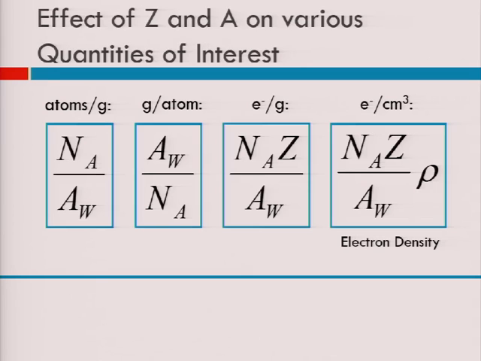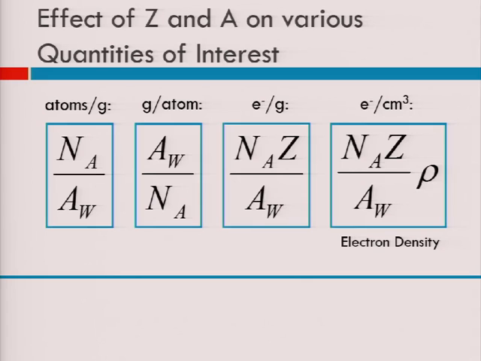So this is the effect of Z and A on various quantities of interest. And these quantities of interest are going to come into play when we talk about things like Compton interaction and probabilities and other things. So I want to walk through some examples. If we wanted to calculate atoms per gram, that's Avogadro's number over the atomic weight. If we wanted to do the inverse, grams per atom, we just flip that. And then electrons per gram, which is a particularly important quantity because it relates to the probability of a Compton interaction. So that's going to be Avogadro's number times Z over A.